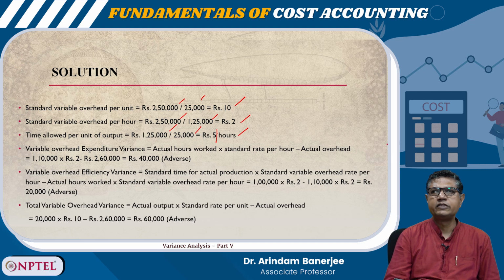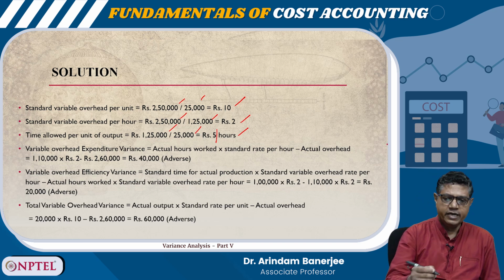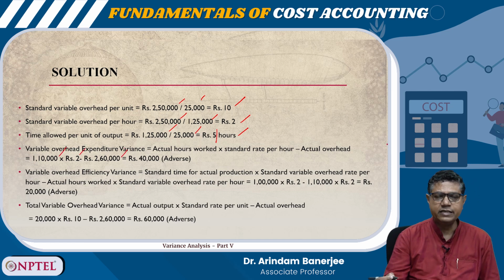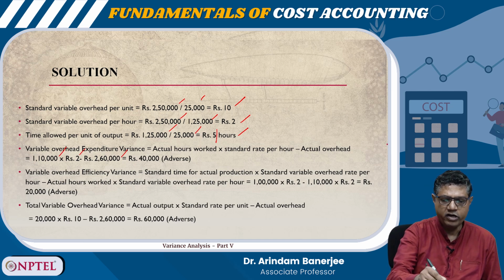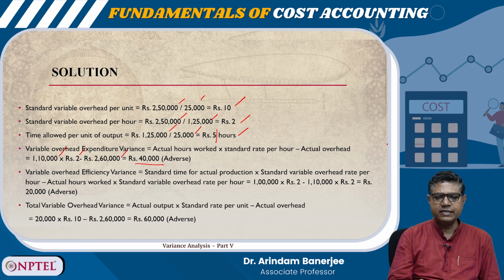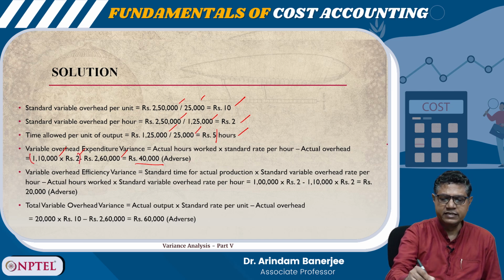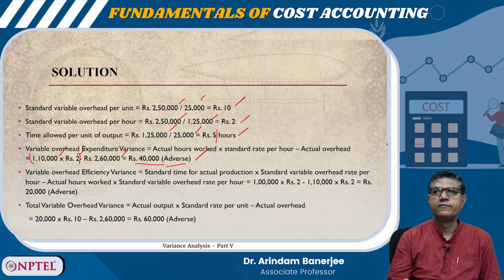Variable overhead expenditure variance is actual hours worked into standard rate per hour minus actual overhead. So, it is rupees 1,10,000 into rupees 2 minus actual overhead, rupees 2,60,000. So, it is 40,000. Now, you see the actual overhead is more than the budgeted overhead. We can put a bracket here. So, it is adverse, 40,000 adverse.